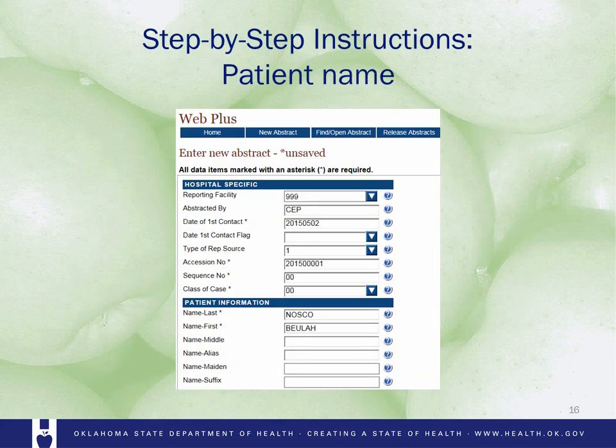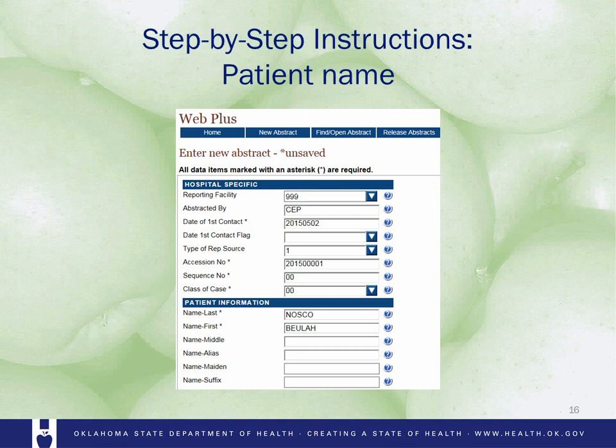This next section of the abstract will include information specific to the patient. For any of the name fields, you can use blanks, spaces, hyphens, and apostrophes. Please do not use any other punctuation. Leave the field blank if the information is not available except for the last name. If it is unknown, you will need to actually type unknown in the field.